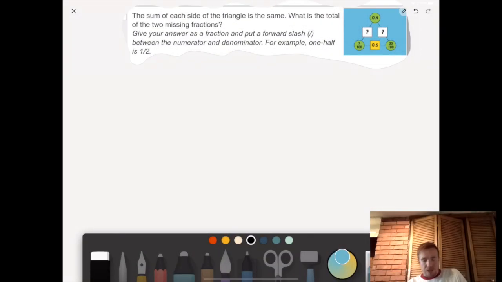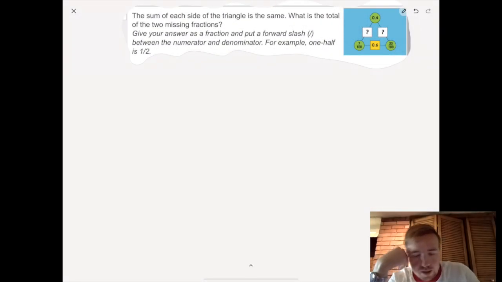We've had a look at the challenge question that's been on the screen. I've got it at the top of my page here, but I haven't read through it myself, so I'll do so now and talk you through how I would solve it. The sum of each side of the triangle is the same. What is the total of the two missing fractions? Okay, so it needs the answer to be in fractions.